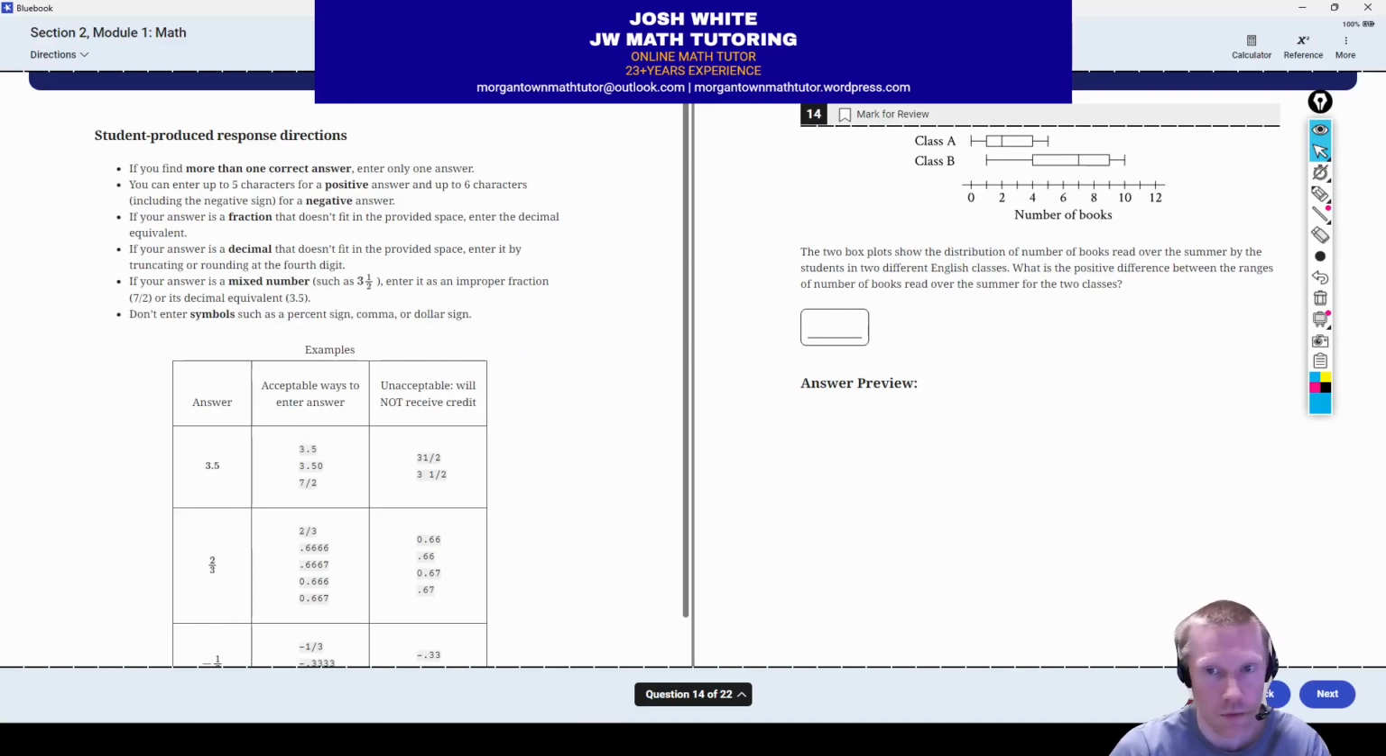All right, next up for number 14, we have a box plot. And this one's asking for the positive difference between the ranges for these two classes. So class A, notice it goes from 0 to 5. So the range for this is going to be 5. For class B, its min value is 1, its max value is 10, so its range is going to be 9. So the positive difference is just going to be 9 minus 5, or 4. Correct answer to this problem is just 4.